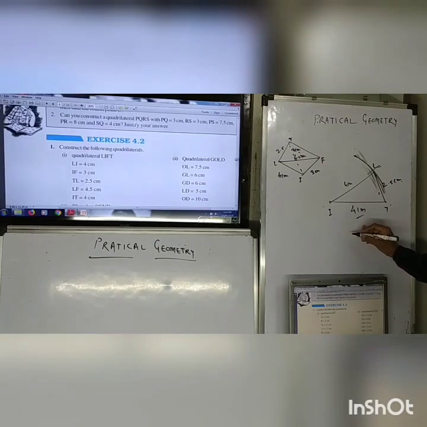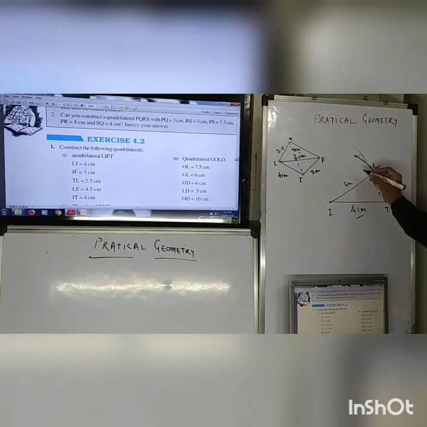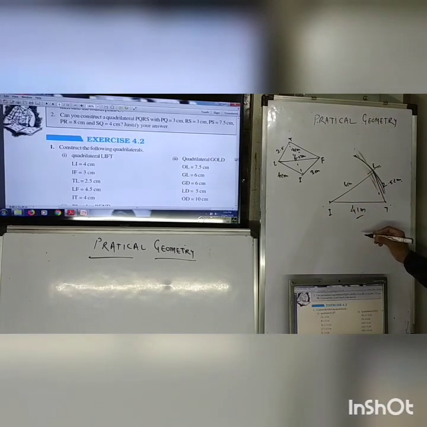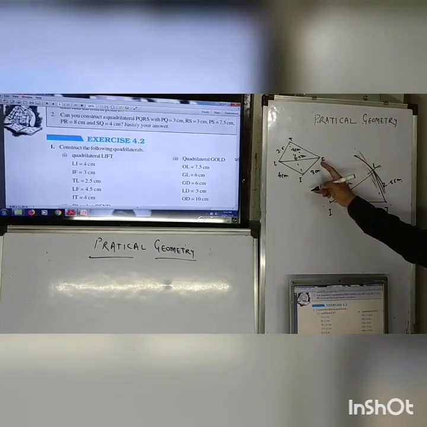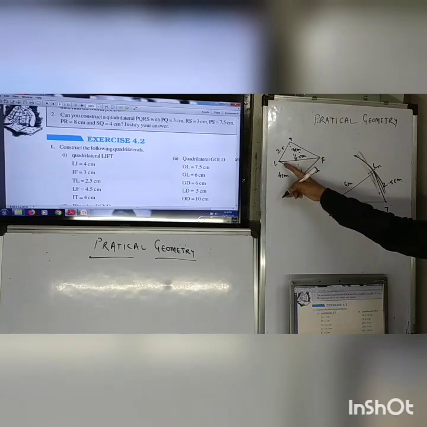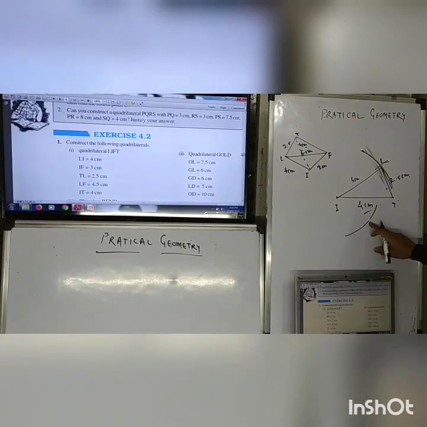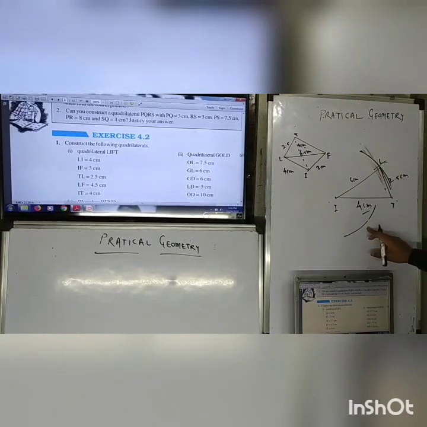For F, now remaining is this L, I, F. So for F, what is given? This F is 3 centimeter away from I, and this F is 4.5 centimeter from L. This F is 4.5 centimeter from the L. LF is equal to 4.5 centimeter.